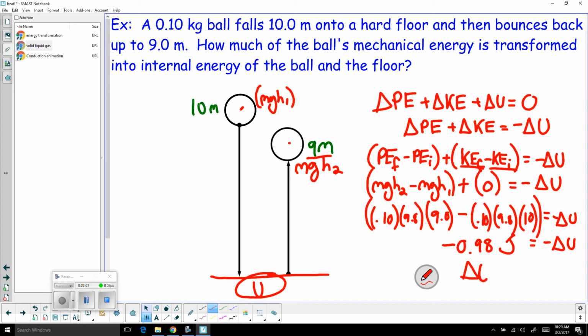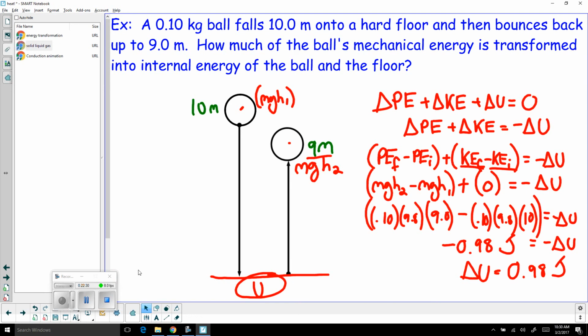So the floor gained 0.98 joules of internal energy in the form of thermal energy. If we had a thermometer, we would find that the floor got slightly warmer when the ball hit the floor and bounced back up, which is the reason the ball did not return back up to its original height.